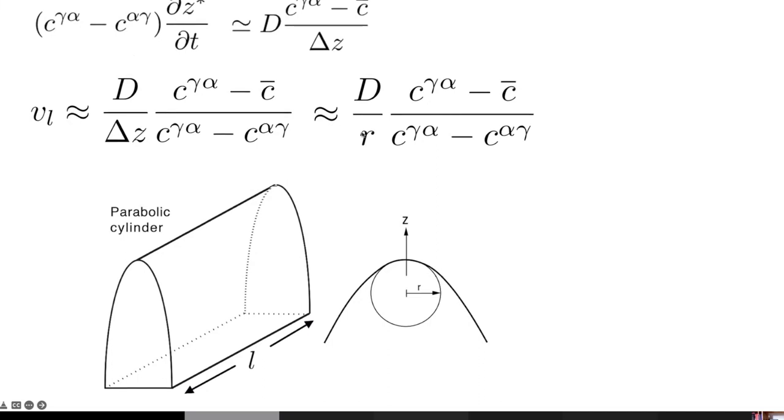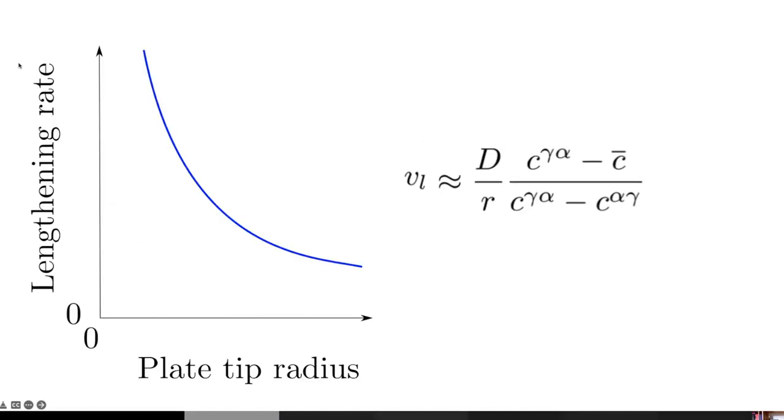Now, of course, we don't know the tip radius, so the problem is not solved. We only have the velocity as a function of the tip radius. And when I plot the lengthening rate versus the plate tip radius, it doesn't make sense. I have to pick a particular radius along this curve. And what this indicates is that the velocity would be greatest if the tip radius decreased indefinitely. And that also doesn't make sense. So we are not taking account of something. Something is missing from this analysis.